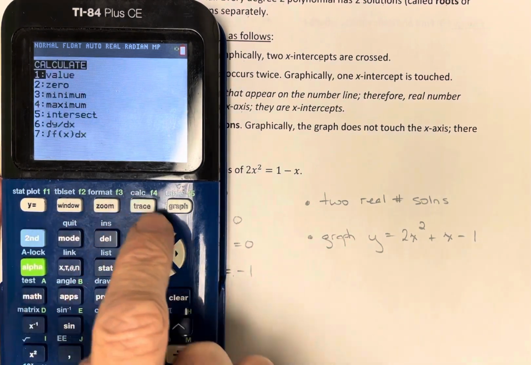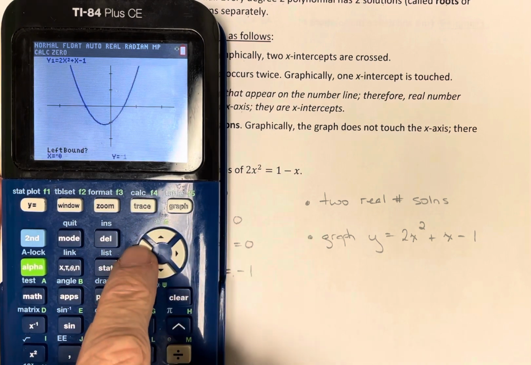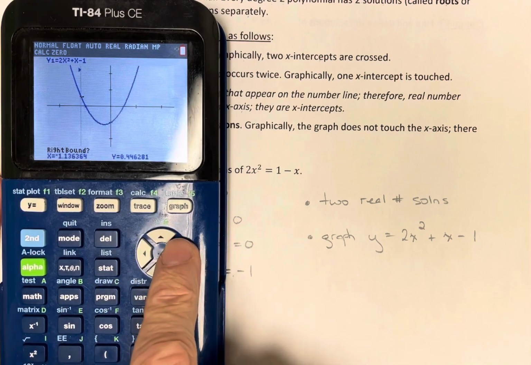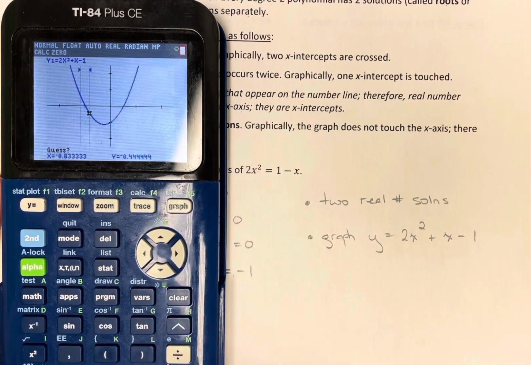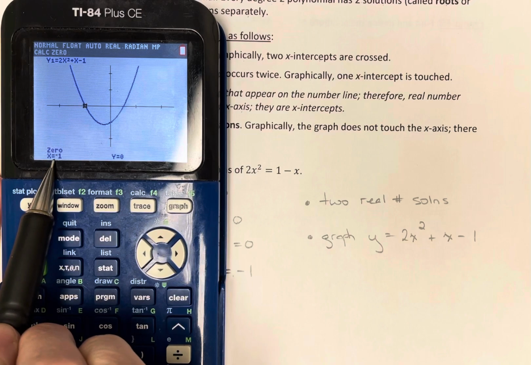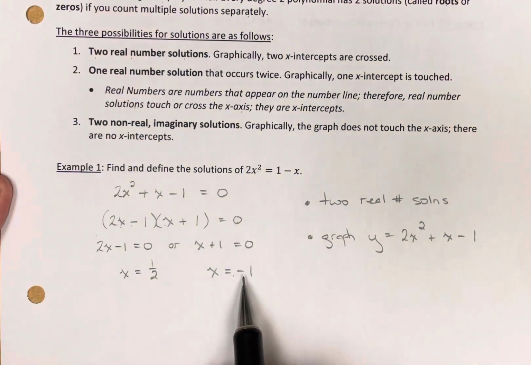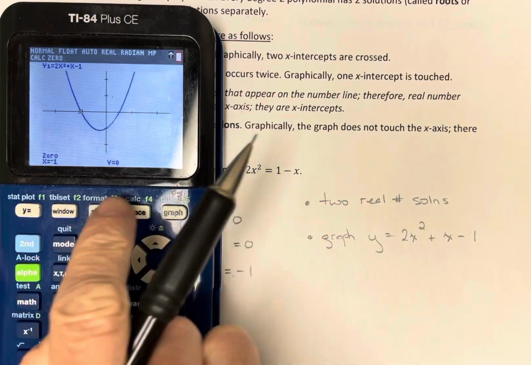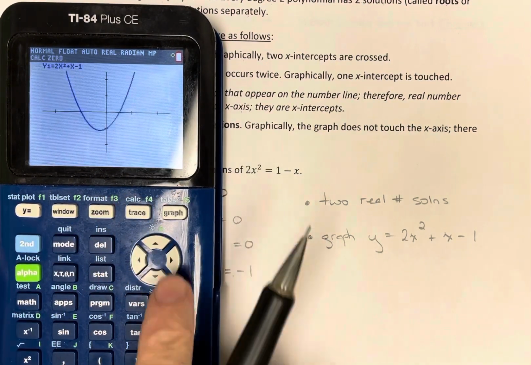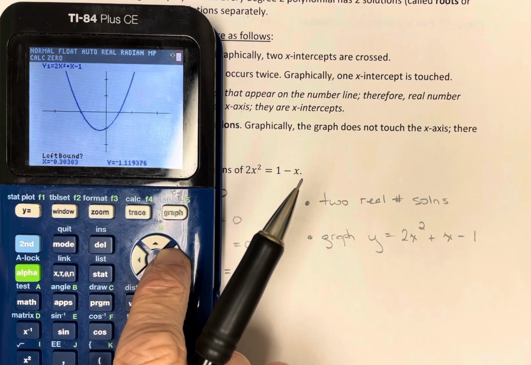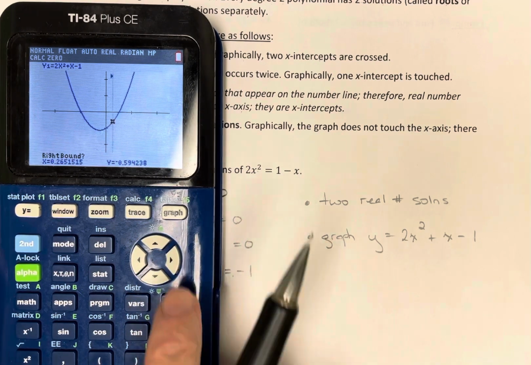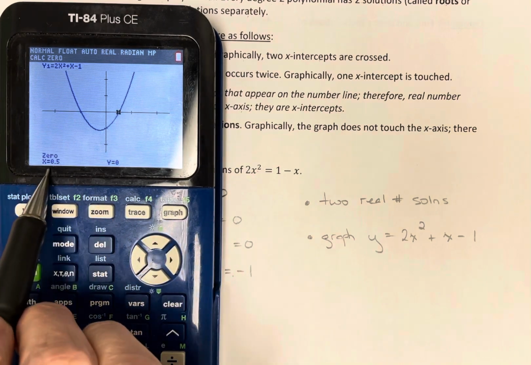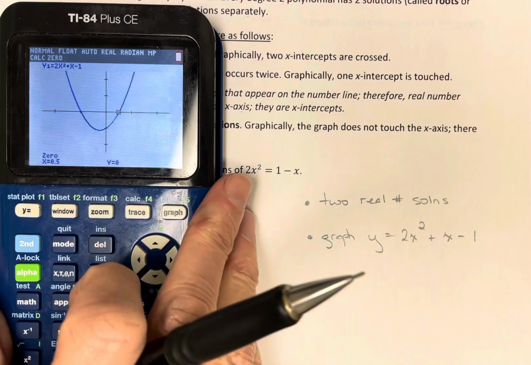Let's go to calc our 0 on the left side. We'll bound it. And then press enter. There's our -1, which we have right here. And we'll go to the one on the right side, second calc, the 0, and I'll bound it. Okay, and there is the positive 1/2 right there.